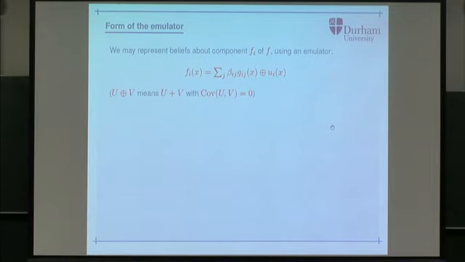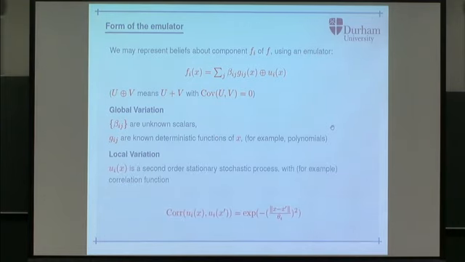So we have two terms here, and we have the global term, where we have some deterministic functions like polynomials with scalars that we have to work out what they are. And we have the local variation. So we fit a surface, and the residual is continuous, because the function is continuous, so the mismatch between the surface we fit and the true function is a continuous function.